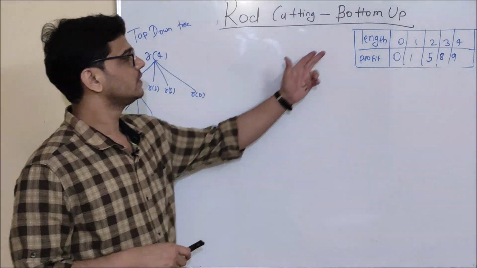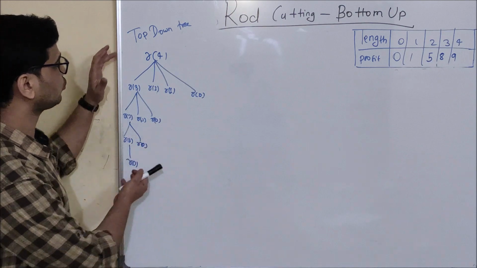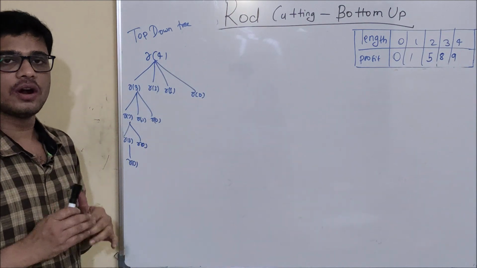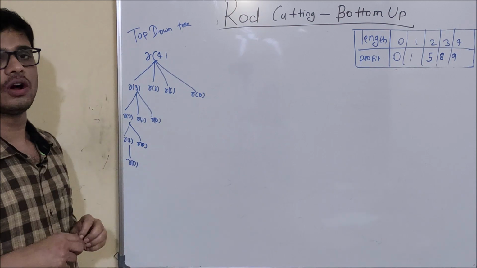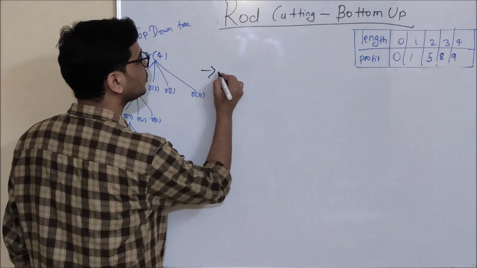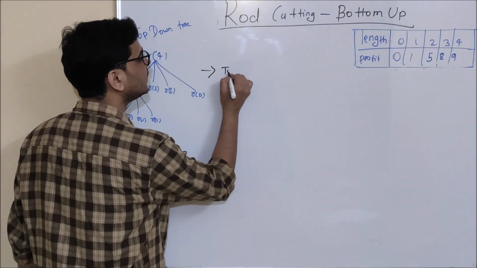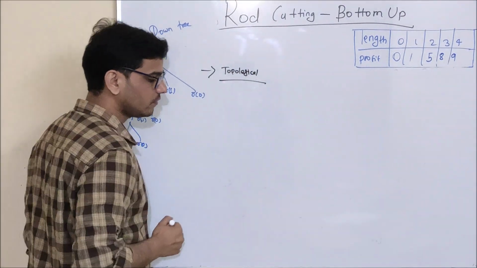So as you can see here, I have written the length versus profit matrix, and here is my top-down tree for a rod of length 4 meter. I have drawn this top-down tree because it is going to help us in finding the topological order. And why am I finding it?